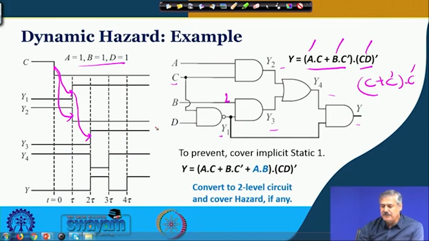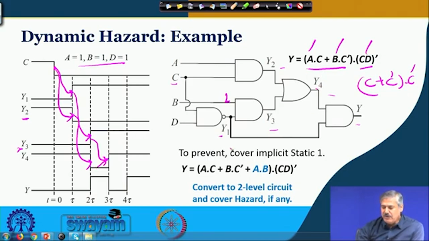Now, what happens to y4? y4 is the OR of y2 and y3; if any one of them is high, the output will be high, that is the idea. So, we need to look at y2 and y3. When any one of them is 1, the output will be 1. y2 is becoming low in this place, so after 1 propagation delay this will become low, and y3 is going high here, so after 1 propagation delay this will become high.